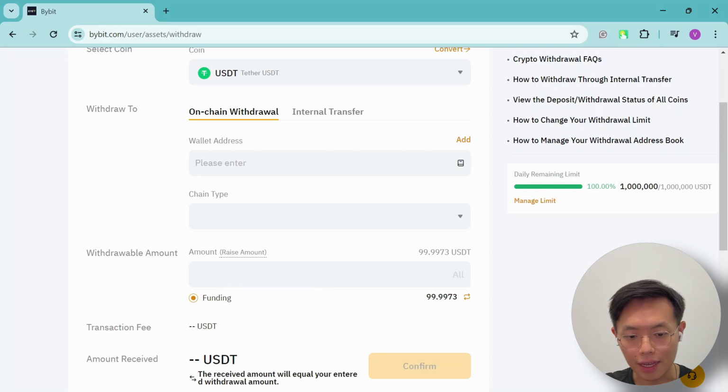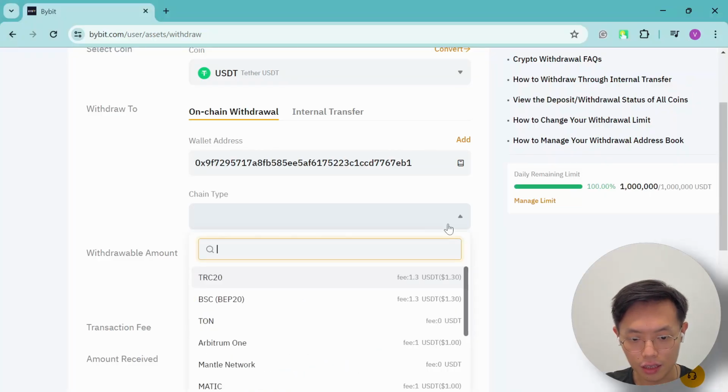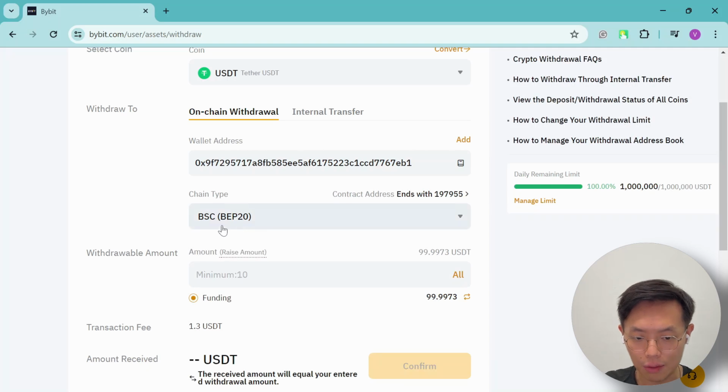So go back to your Binance. You need to select this address and paste it here, right? Chain, again, we need to use the same chain right here. You want to use the same chain. So if you use BSC over there, you need to use BSC over here. Then we want to withdraw everything, right?